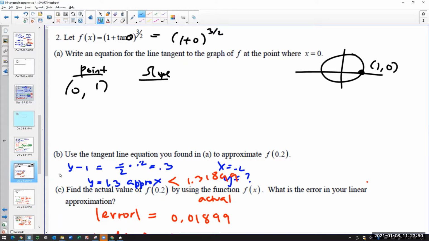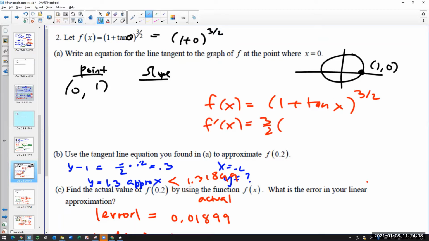Okay, so I've got my point. Now I need my slope. Well, it's the slope of this tangent line. Okay, the derivative, when I say derivative, you say slope of a tangent line. So all I'm doing here is putting in the derivative. Well, let me go to the side of my paper. If f of x is (1 plus tangent x) raised to 3/2, okay, what's the derivative going to be?